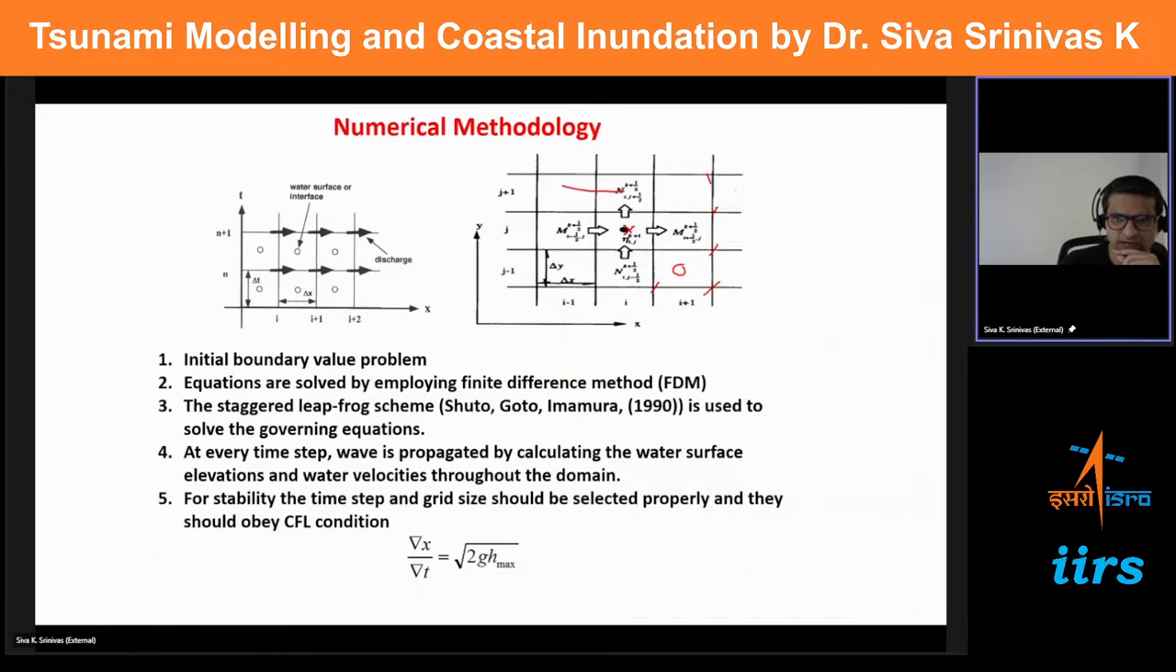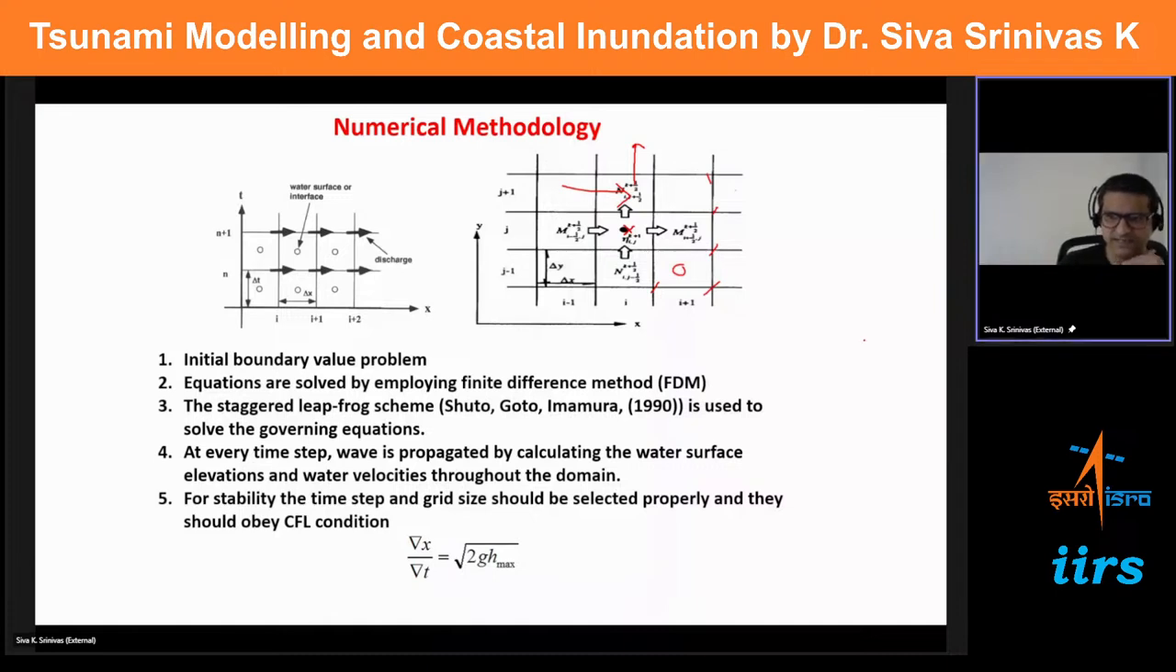Now, in this grid, water enters along the x-axis. I will calculate the flux M. Water enters along the y-axis. I will calculate the flux N. So normal to the x-axis, normal to the y-axis, I'll calculate the flux. That is, I'll calculate the velocities u, v. Once I know the velocities u, v, I calculate the wave height eta at the different nodes.